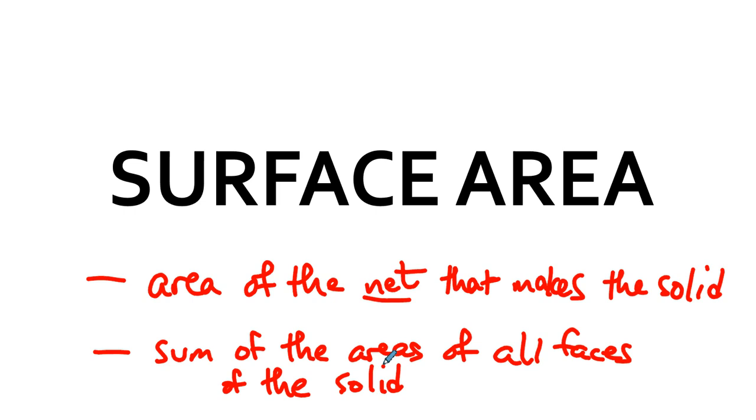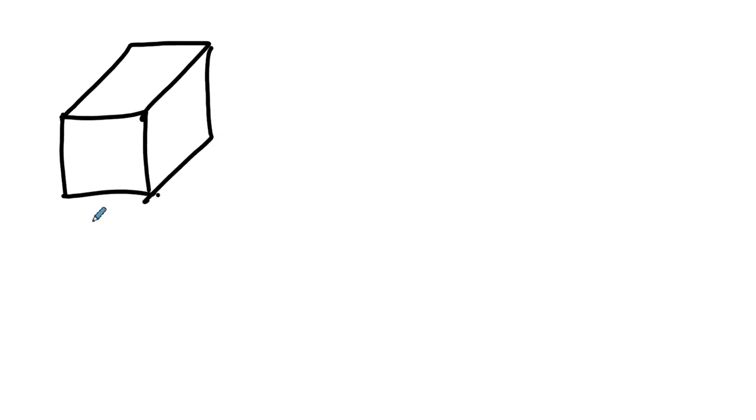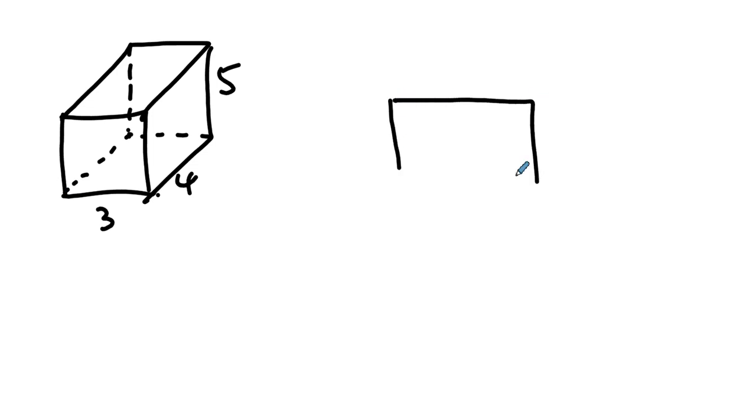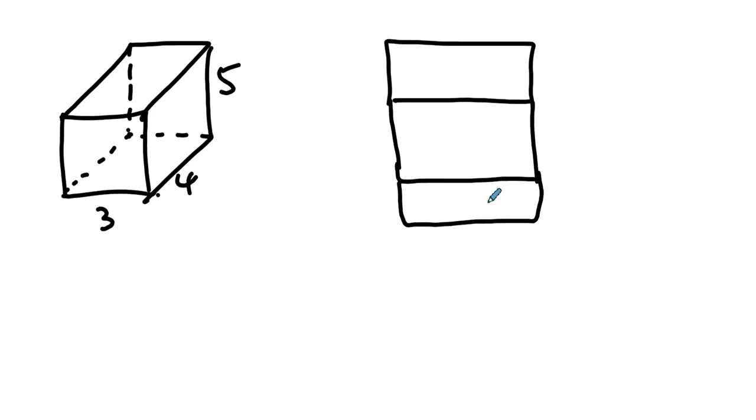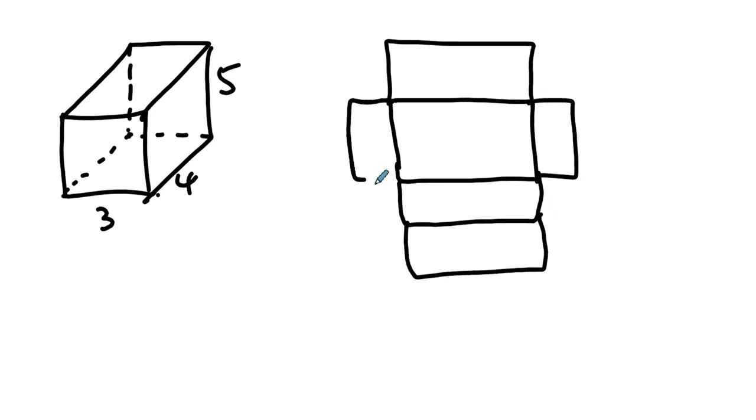So the simplest example for us to think about would be the rectangular prism. Let's make this a 3 and a 4 and a 5, and of course there are 6 faces to the rectangular prism. If we decompose the rectangular prism into its net, you've got rectangles here, and you've got rectangles here.